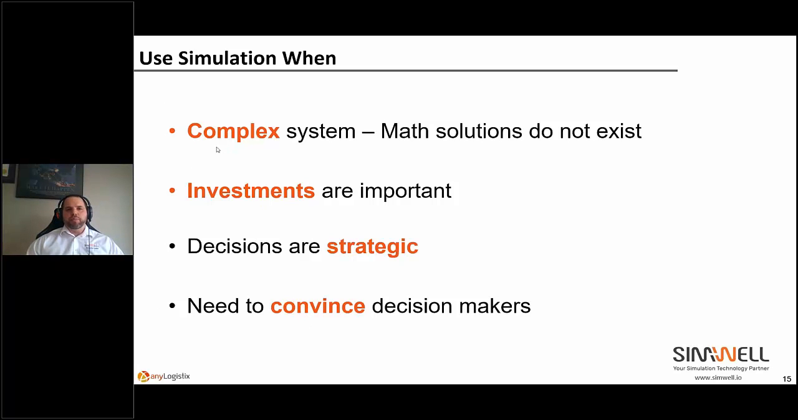Is the system complex enough? There's no existing mathematical solution, Excel is not enough anymore, it's not capturing the real world complexity, variability, and system interaction. The system is just too complex. Or investments are important and decisions are strategic. Usually these two come together, and we need to convince decision makers.